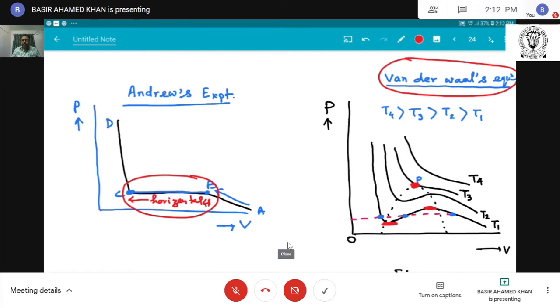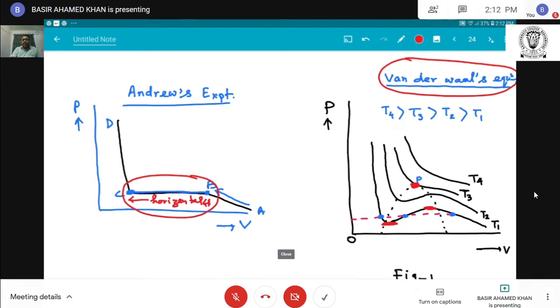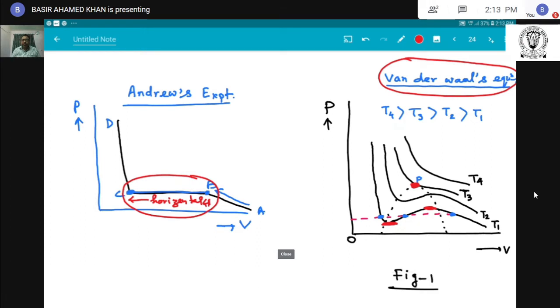But for the isotherm which is below the critical temperature, there are maxima and minima. We see a maxima and minima on the isothermal curve. So this is the comparison of the experimental and the van der Waals theoretical equation of state, the real gas equation of state.